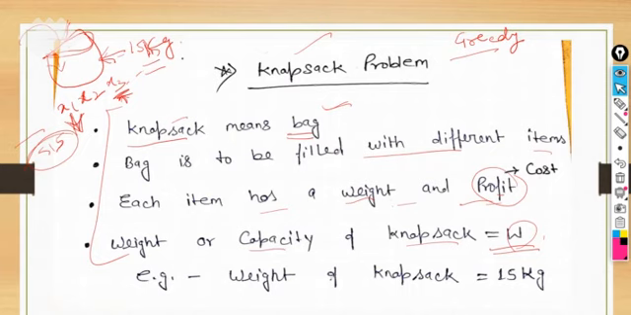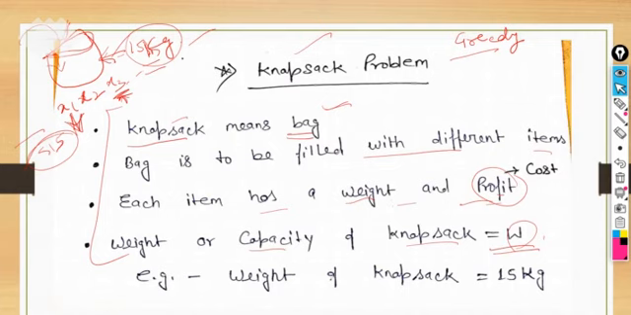That is your main objective, right? But it should be less than 15, like whatever is the weight of the knapsack, the total sum of all the items must be less than that particular weight of the knapsack. So in solving that type of problem, we can use the greedy approach.